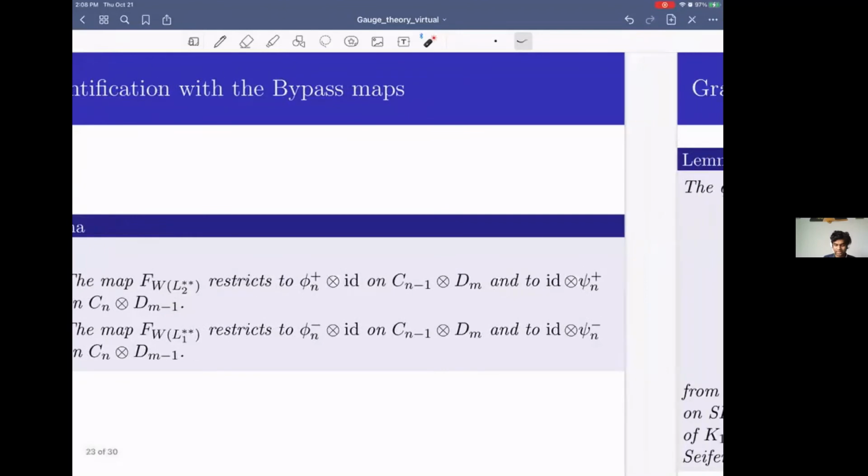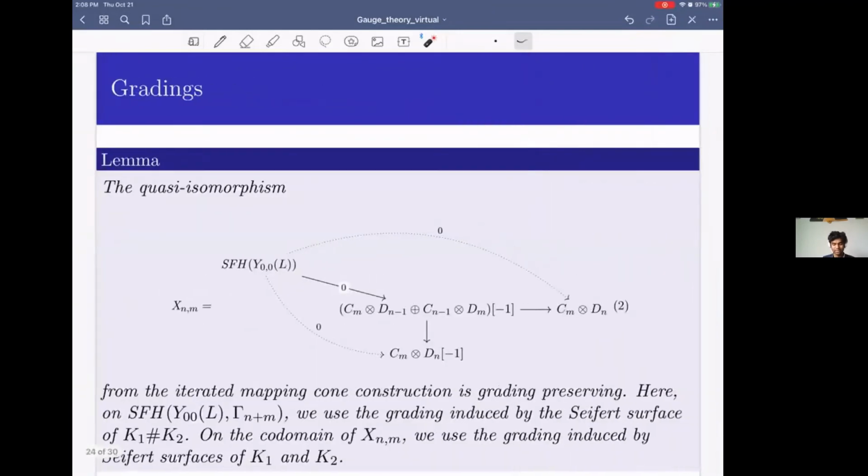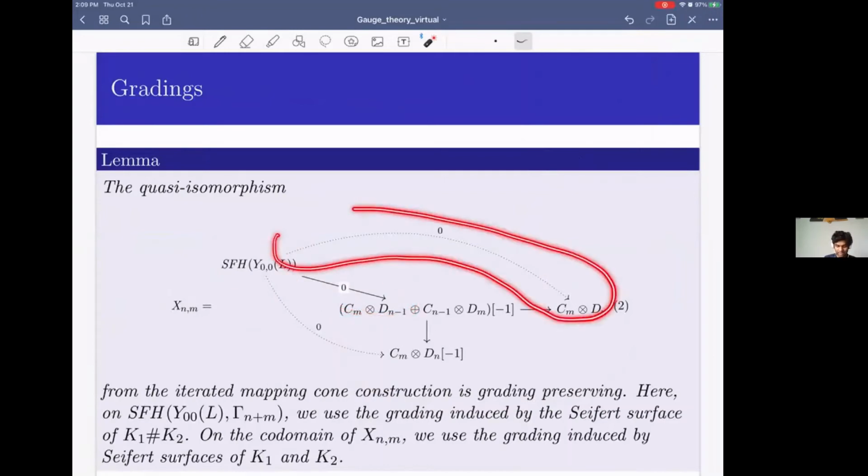So once we understand all these groups, then the rest is that we use this iterated mapping cone formula, and in the iterated mapping cone formula there is a quasi-isomorphism. On the left I have the zero surgeries, and on the right I have this iterated mapping cone. This quasi-isomorphism has length 1 and length 2 maps. The length 1 maps are dictated by these solid arrows, and the length 2 maps are dictated by these dotted arrows.